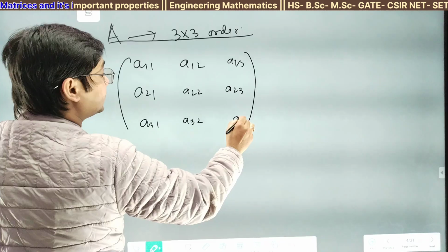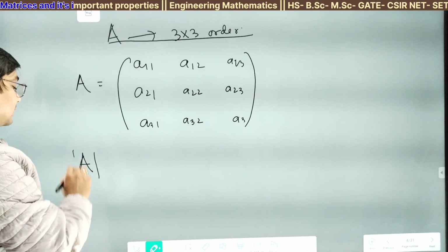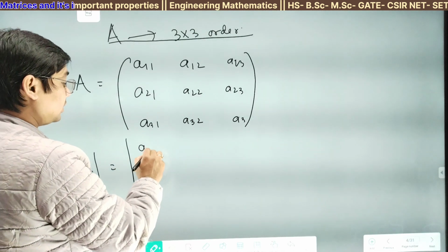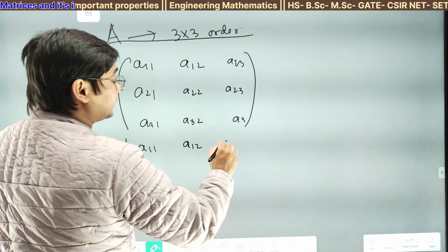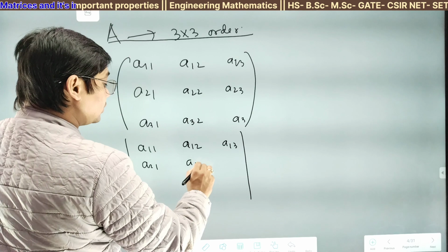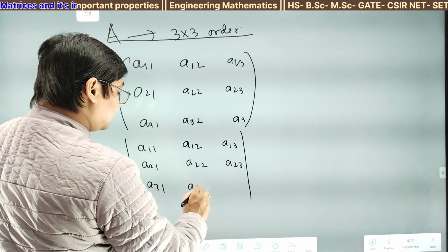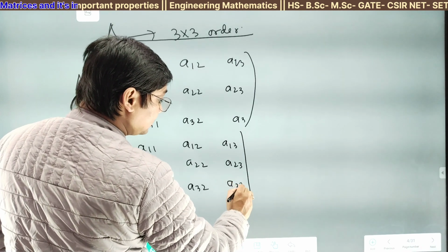Similarly, this is our matrix. Then what will be the determinant of this matrix? Just put all the entries here first: a11, a12, a13, a21, a22, a23, a31, a32, a33.